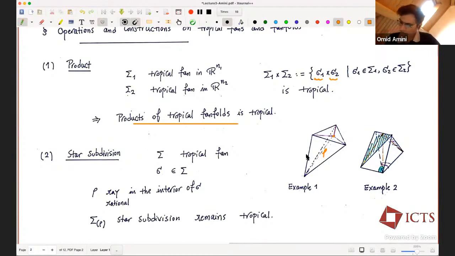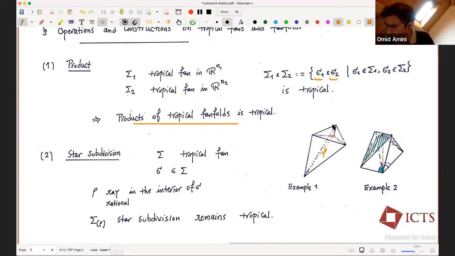Once you have chosen sigma and a ray in the interior of sigma, then you can form what is called the star subdivision. What do you do? You add this ray, and then you subdivide every cone which contains this ray, in a very natural way. For example, in this case, you add this ray, and then you have to subdivide this three-dimensional cone because you want this ray to be part of the rays in the fan.